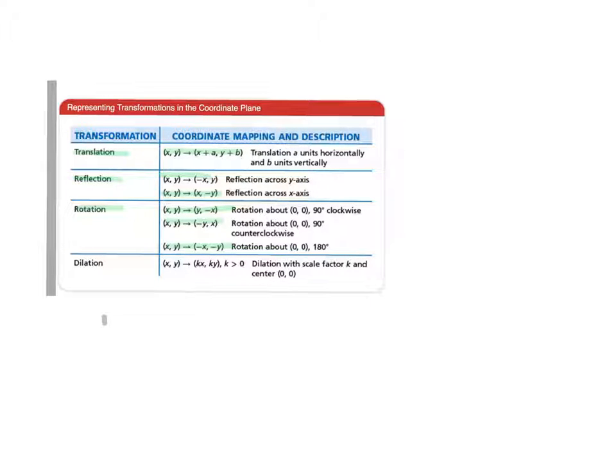And dilations we're not going to work too much with yet. So these are the ones that are super important. There's specifics related to these as well. So again, this comes from page 217.